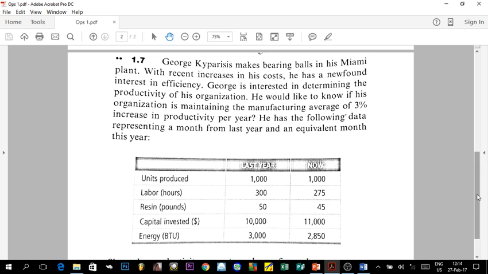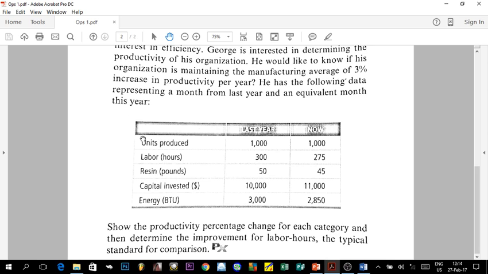I'm sorry first of all for the scanning because you cannot see properly, but these are the number of units that it produced, the labor, the resin, the capital invested, and the energy. This is for last year and this is for what is being used now. One thing that I want you to notice first: the units produced here is what we call the output, and everything coming down here is the input. The units produced didn't change from last year to this year, still the same.